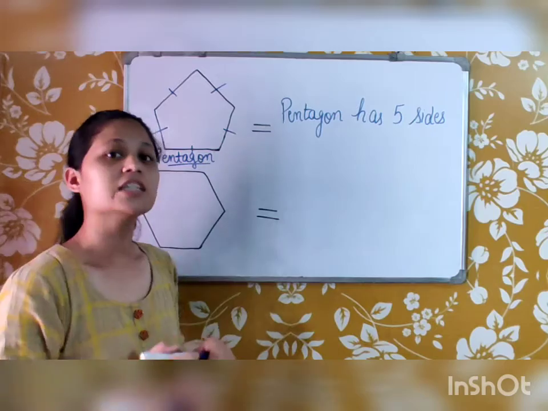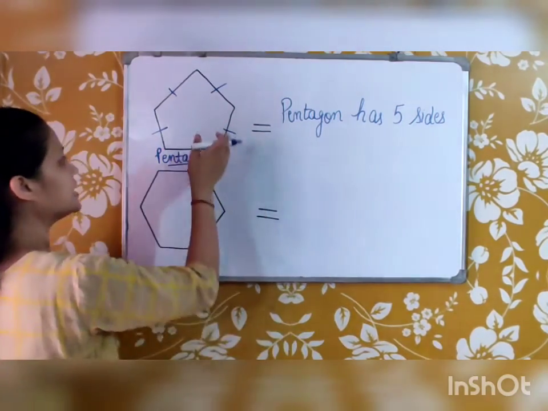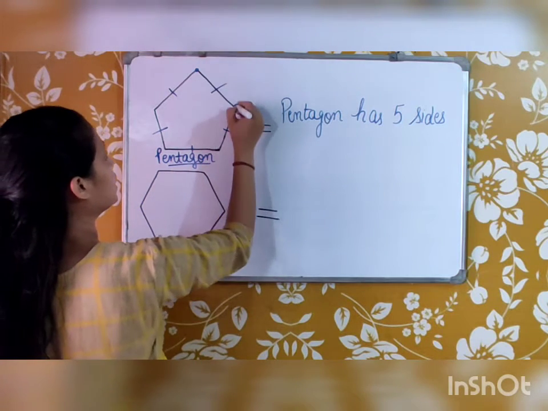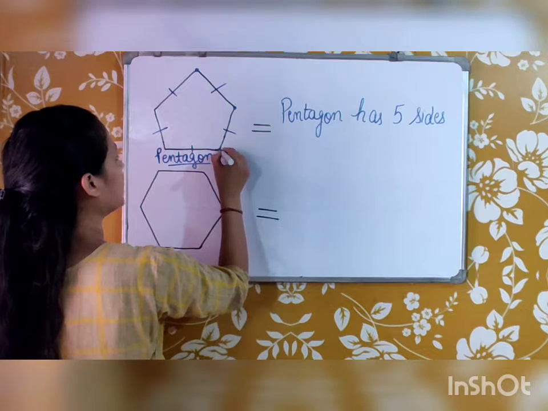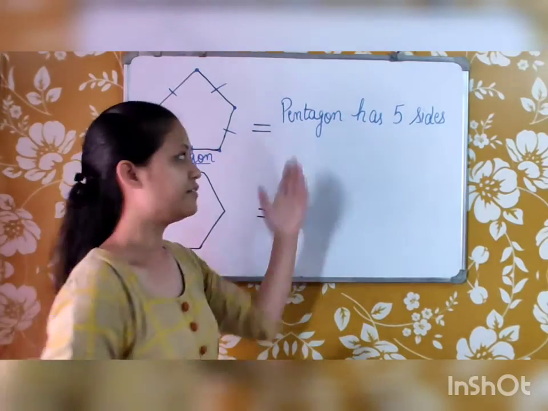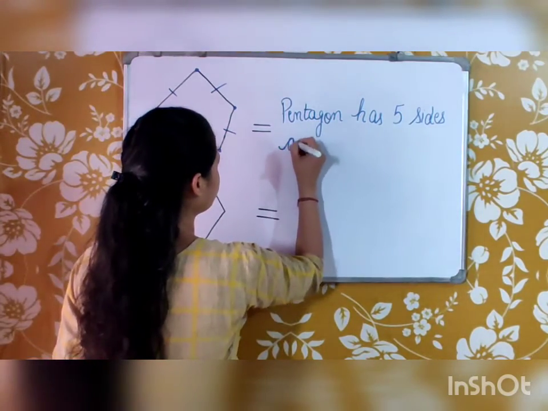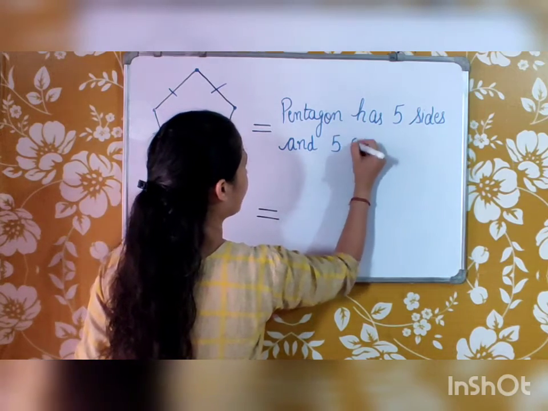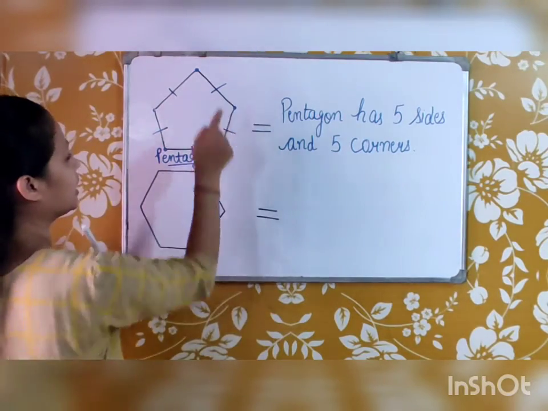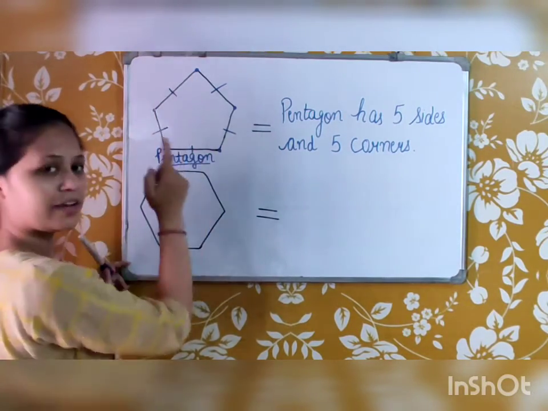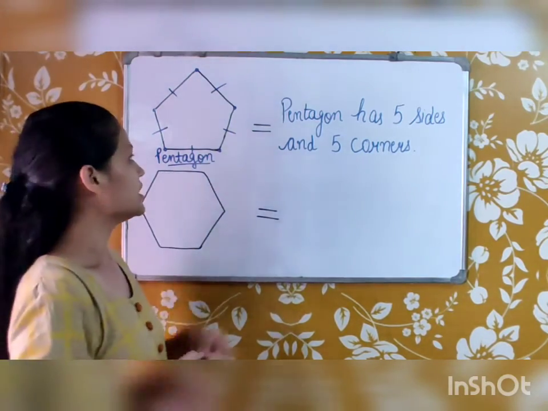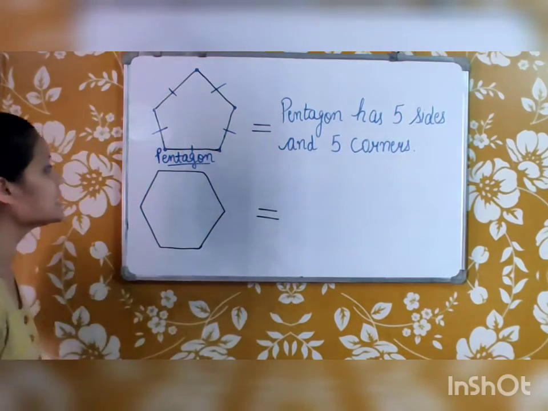5 sides and 5 corners also. It has 5 sides, so it will have 5 corners. See, 1, 2, 3, 4 and 5. So pentagon has 5 sides and 5 corners. 5 sides, 1, 2, 3, 4 and 5 and 5 corners, 1, 2, 3, 4 and 5. So this is pentagon. Next is hexagon.